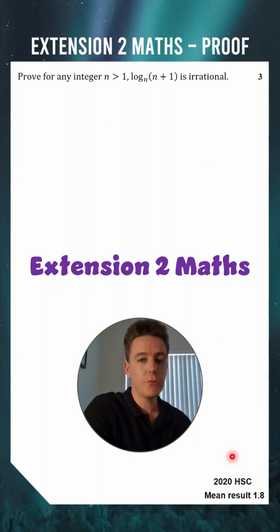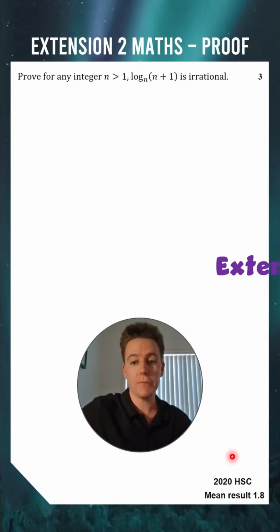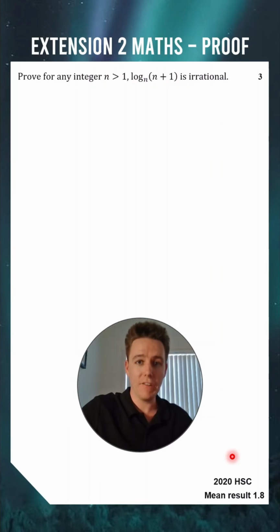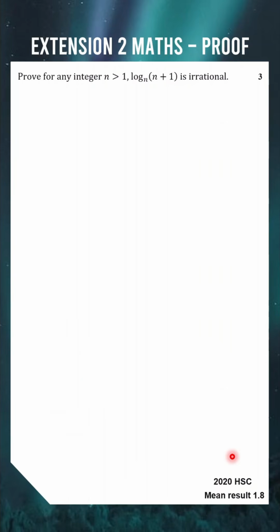Extension 2 students, let's quickly check that you know how to prove irrationality in case it comes up in your exam. This one's from 2020 and the average mark was 1.8 out of 3, so not everyone got it right. We want to prove that for any integer n greater than 1, log base n of n plus 1 is irrational. Almost every time, irrationality proofs are going to be done with a proof by contradiction.